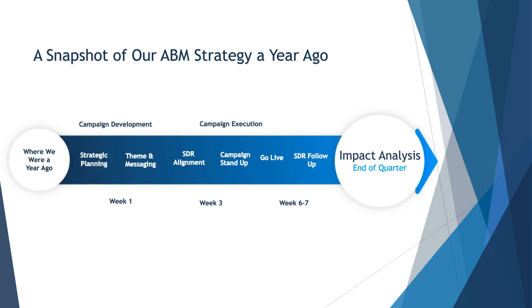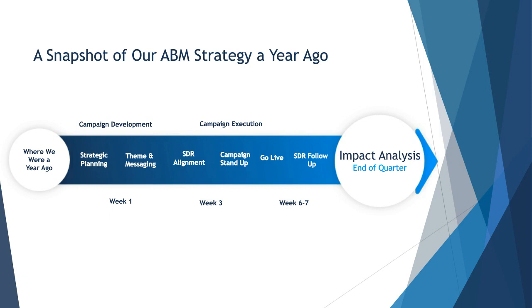So it started out with our campaign development. That included strategic planning. We got a brainstorm together, what we were going to be doing for messaging and themes around direct mail. And then it kind of came over to the execution. So getting our SDR team involved, getting the actual stand-up of the campaign together, which, as Marnie said, can be a huge lift. And then really going after this targeted go-live date. And then very confidently throwing this over to the SDRs and having them do follow-up.